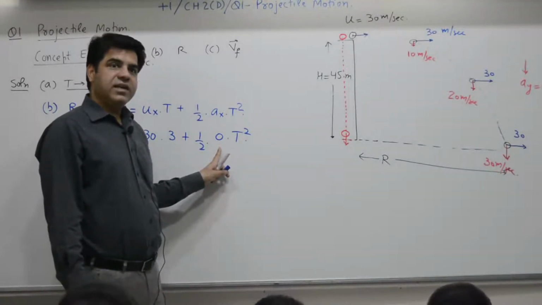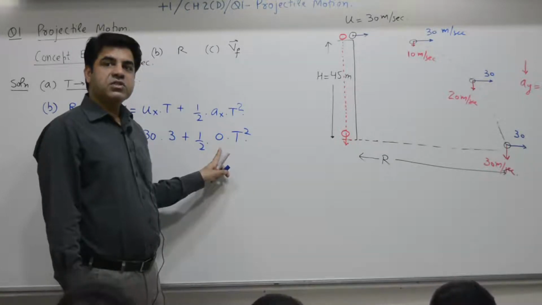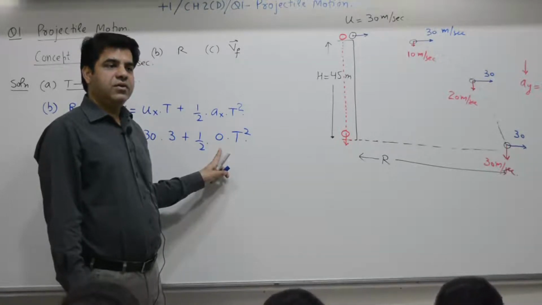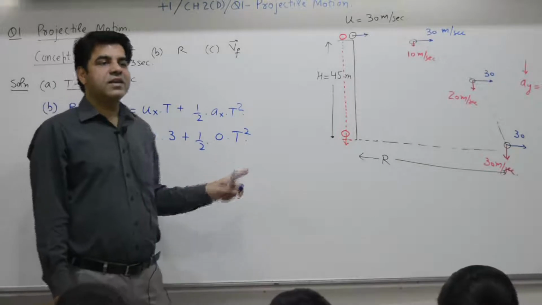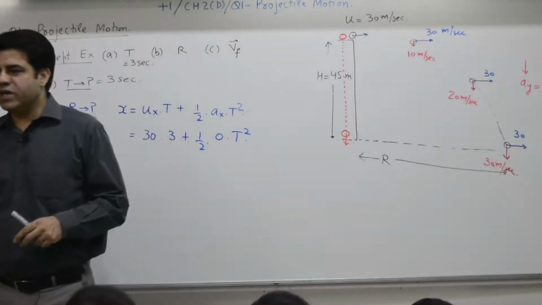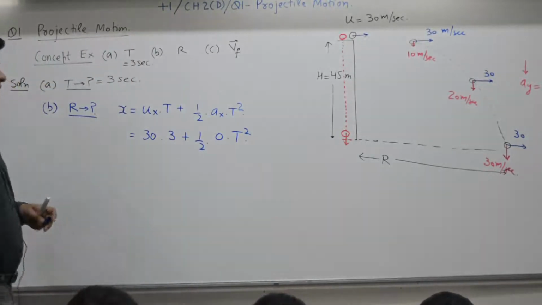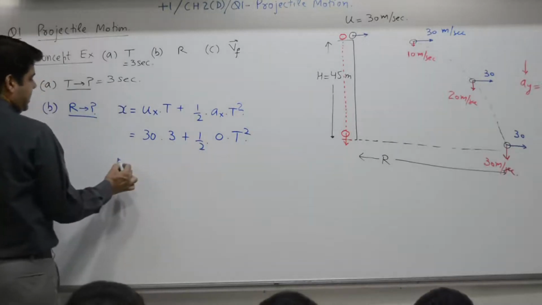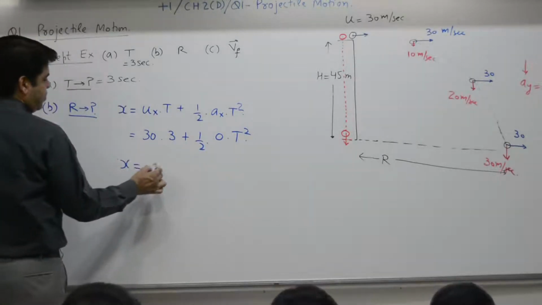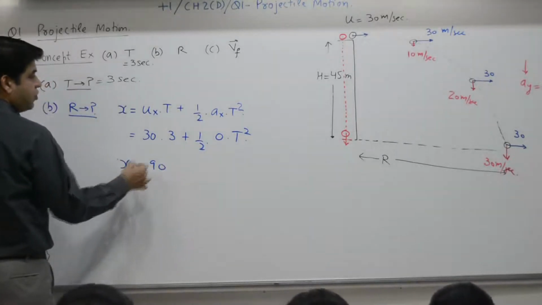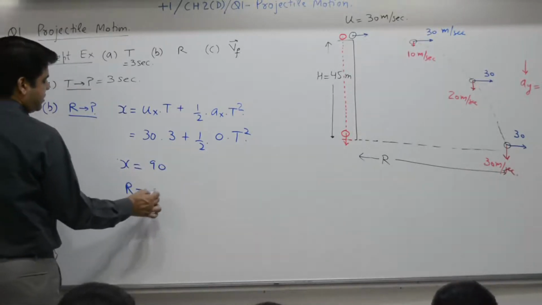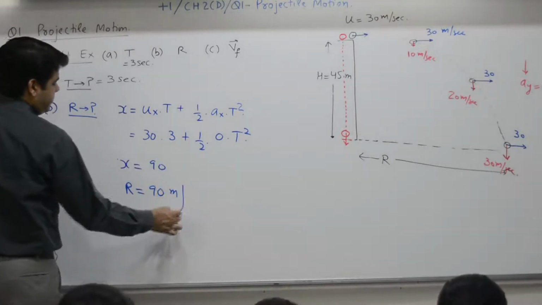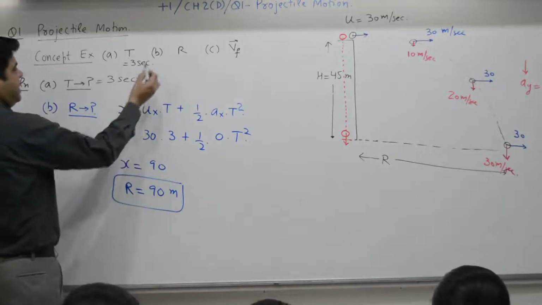This is why we say the IIT paper is conceptual. You cannot apply a formula directly. You have to move by your basics. Here ax is 0, correct? X is equal to 90. X means horizontal distance covered. That means R is equal to 90 meters. Second part.